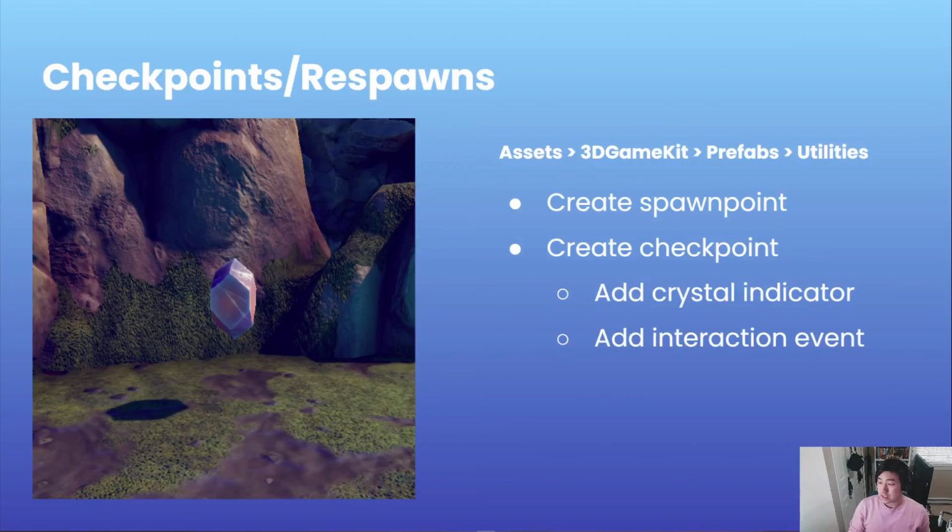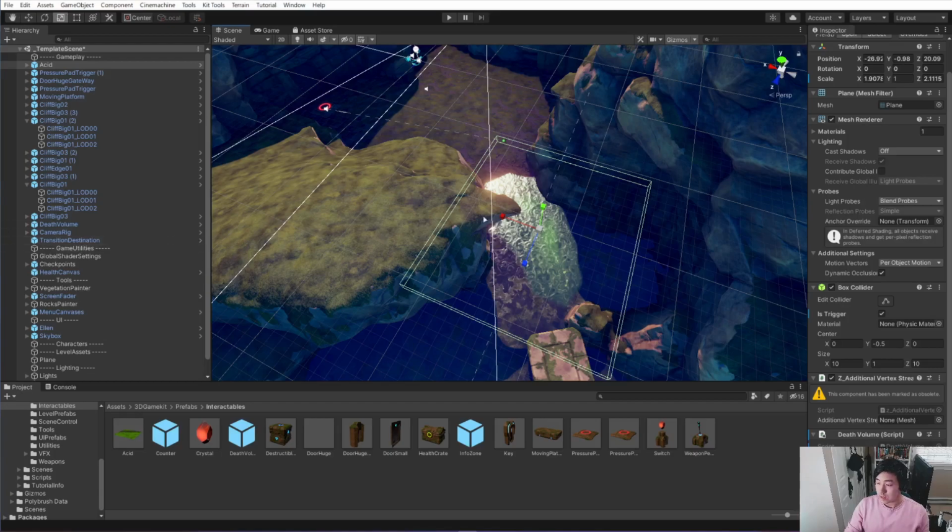We'll be doing two things in this section. We'll create a spawn point, and then we'll create a checkpoint. And this checkpoint will have a crystal indicator that lights up blue when we interact with it. So first, let's do a checkpoint.